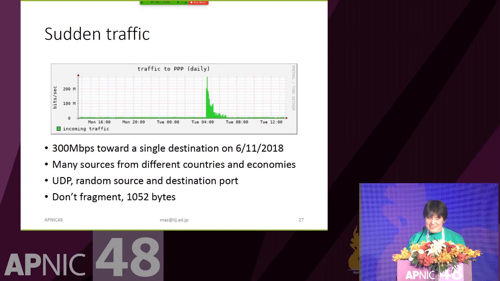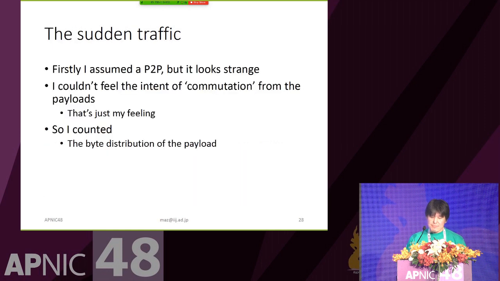We also observed interesting traffic, about 300 Mbps to a single destination, in November last year. So many sources from different countries and economies. It was all UDP, with random source and destination ports. But they all set the don't fragment bit, and they all had the same packet length. Maybe peer-to-peer, I don't know. But it looks strange to me. I couldn't feel the intent of the communication from the packet. It's just my feeling, so I cannot tell why.